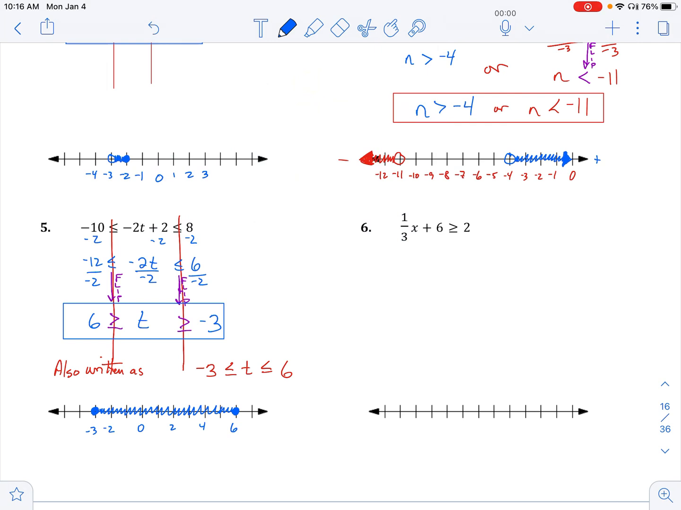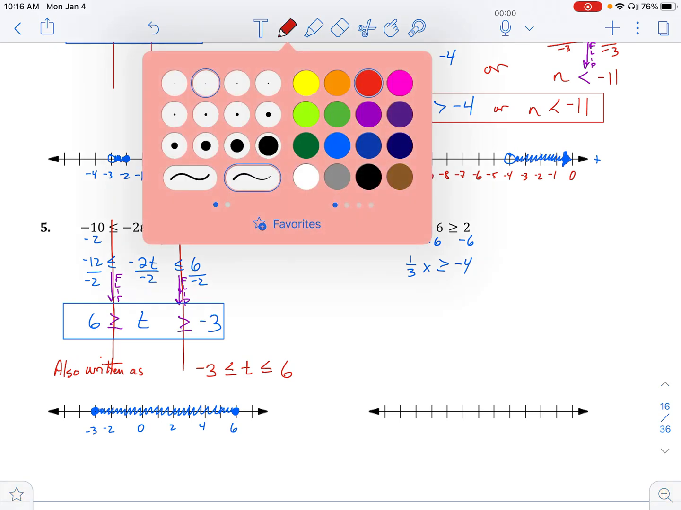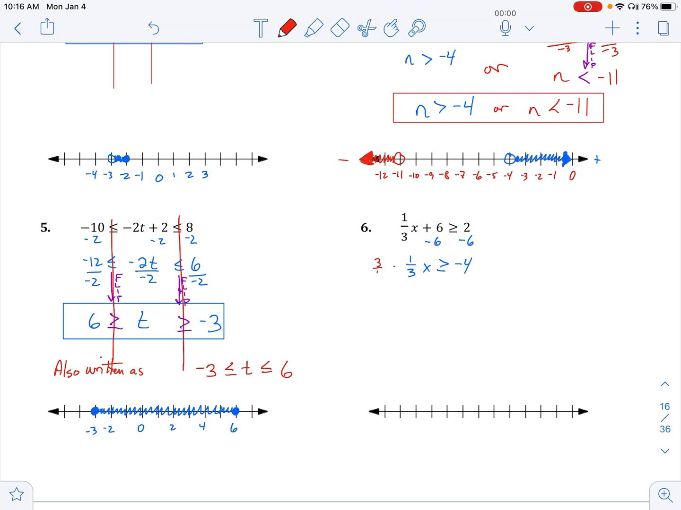All right, last example here on this page. We're going to solve this one here. We're going to subtract 6 on both sides. We get 1/3 times x is greater than or equal to negative 4. Remember, if you are multiplying by 1/3 and I'd like to get x by itself, what we're going to do here is multiply by what is called the reciprocal.